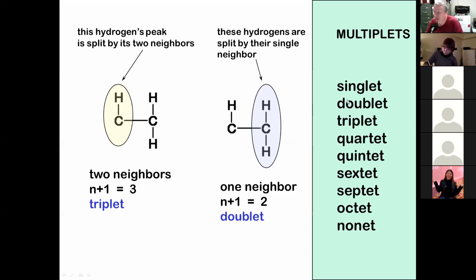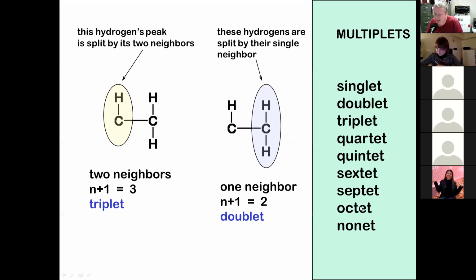And the different multiplets we see are singlet, doublet, triplet, quartet, quintet, sextet, septet, octet, and nonet. These bottom ones are always if you have a ton of neighbors around your CH or whatever, okay?